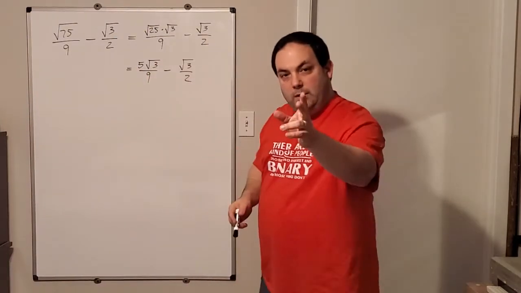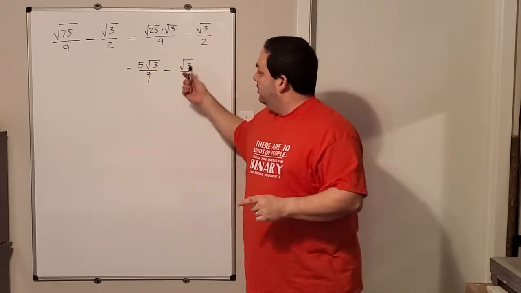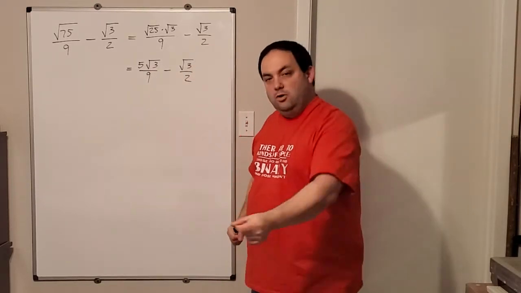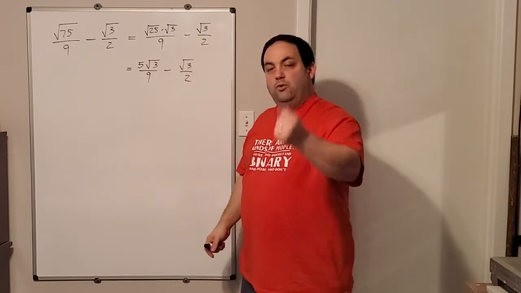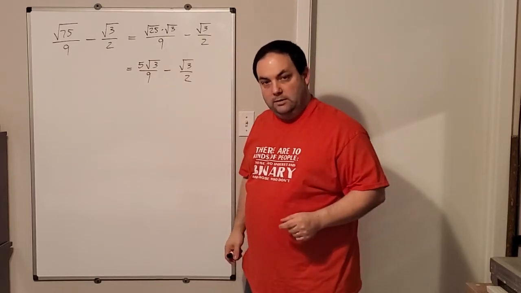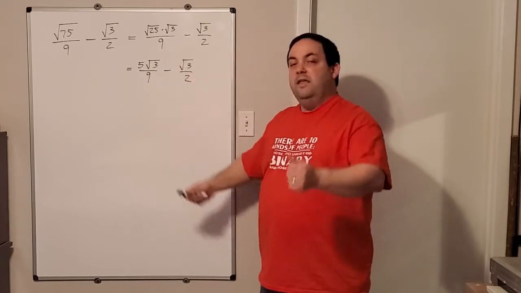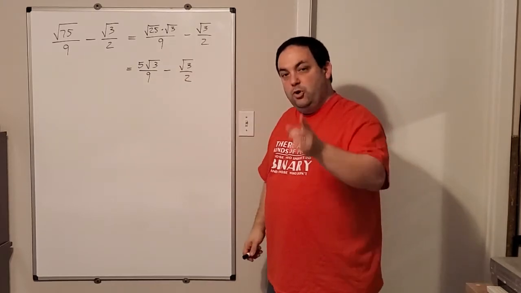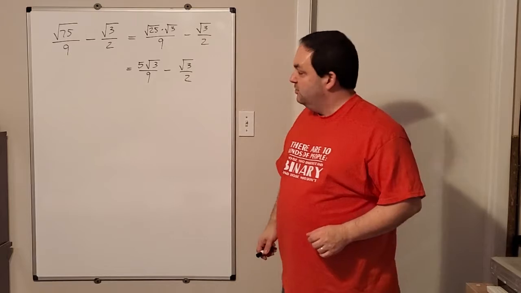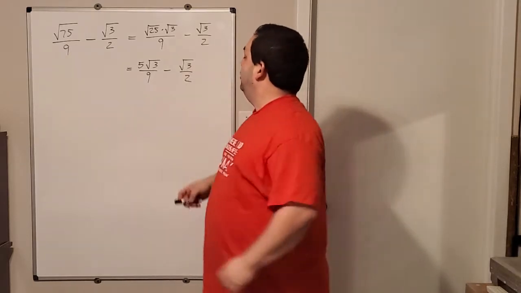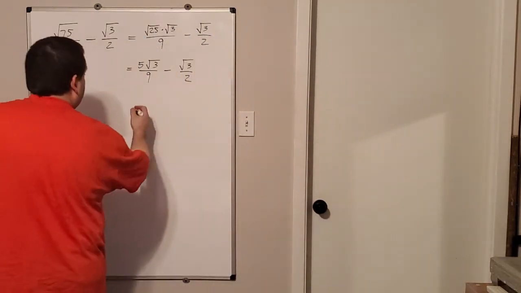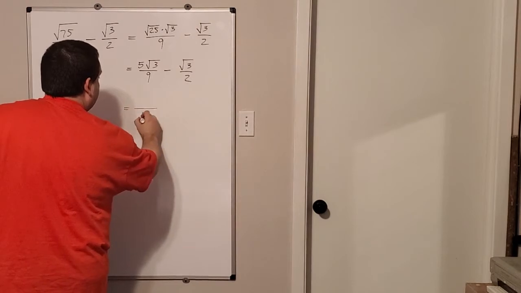Really tempting to make a mistake here. You see those square root of 3's and you're like, yes, like terms, going at them. 5 minus 1 is 4. No, don't do that, right? I have fractions here. They need a common denominator before you can do subtraction. So let's do that. 9 and 2, common denominator is 18.